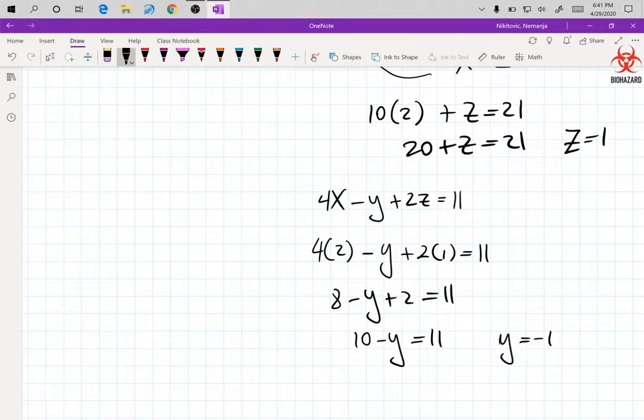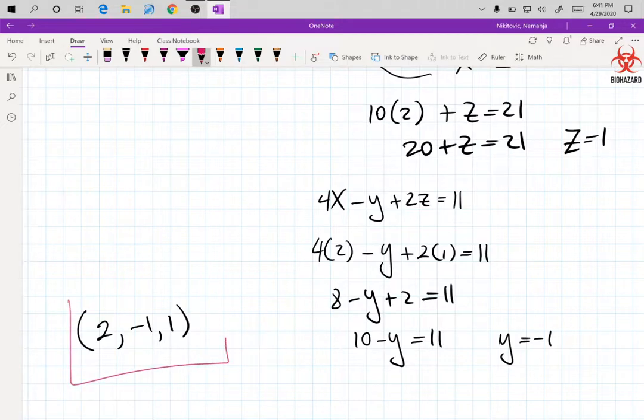So my solution set is x is 2, y is -1, z is +1. You always list your solution as x, y, z. That's a 3D point of intersection of three planes. You will learn that in Calc 3.